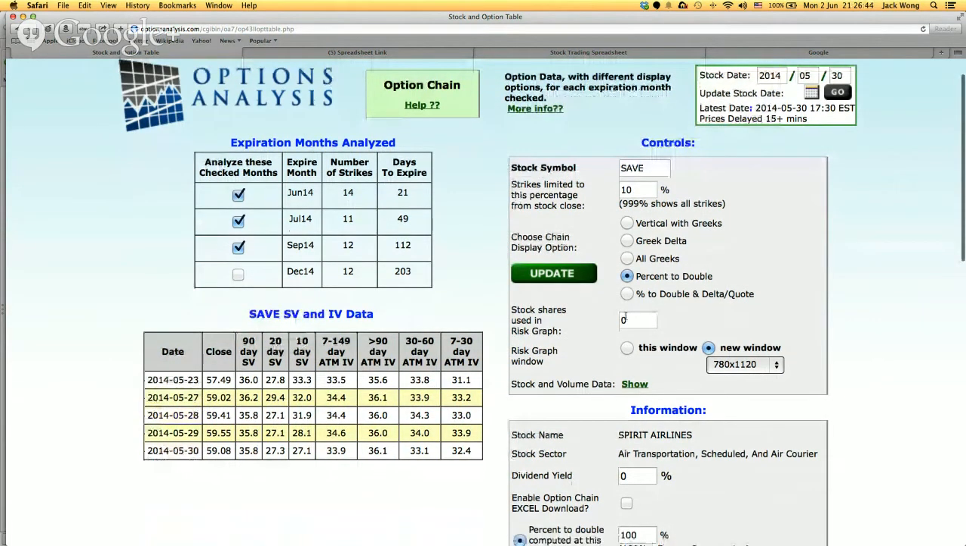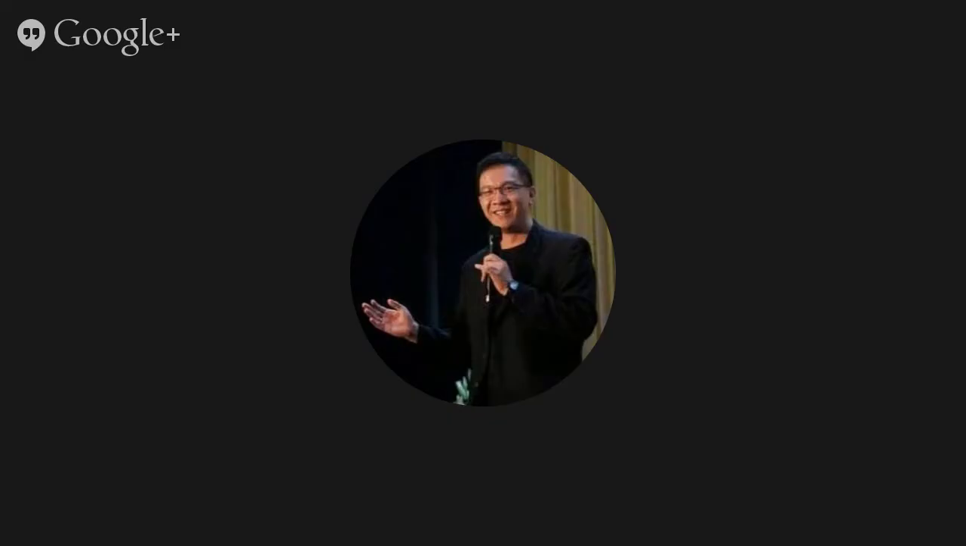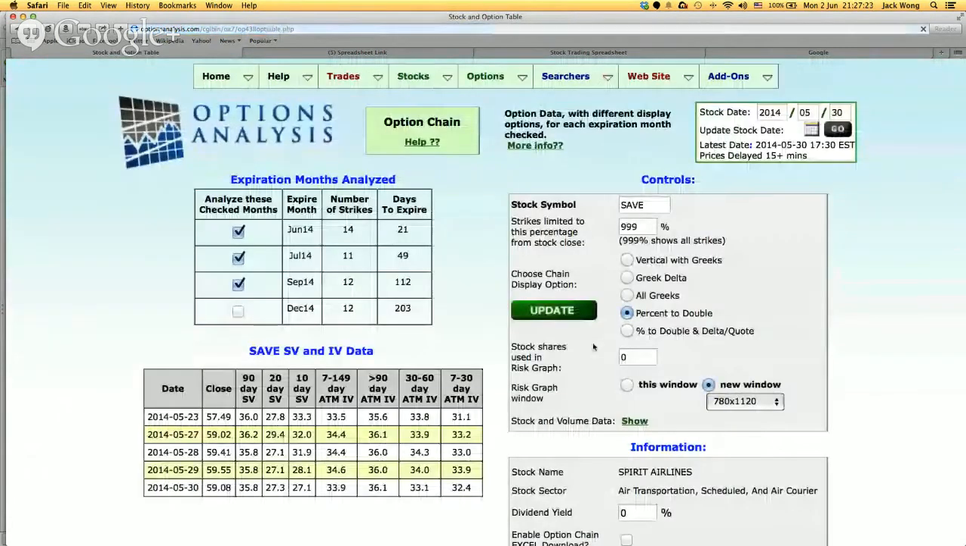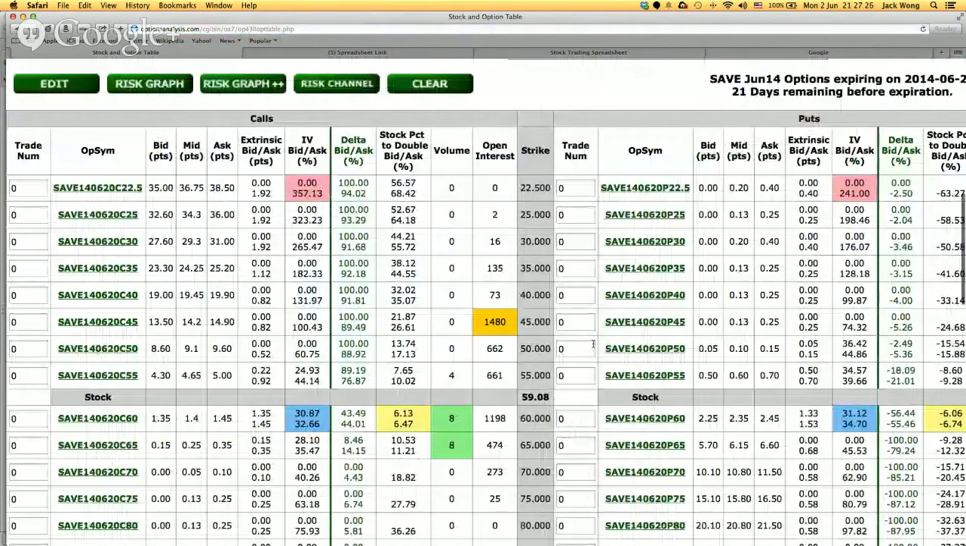Before that, I also want to mention one thing. Your job is to make sure that the options give you a sufficient range, because here strikes are limited to only 10% from stock close. So the option chain is not complete. I want to make it 999 so that you see the full option chain. Now you see the option chain is a bit longer. Okay, I'm going to the September option that gives me 112 days.